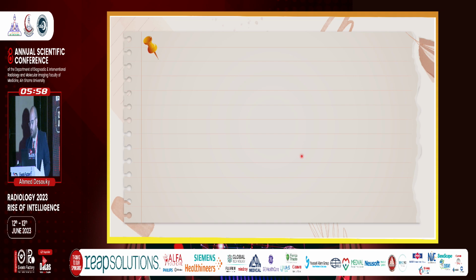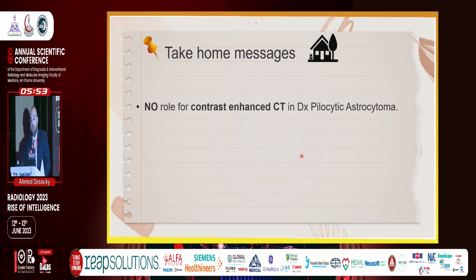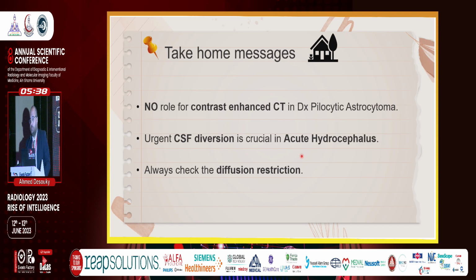Right. So the take-home messages. First, as you can see, there's no role for contrast-enhanced CT in diagnosing pilocytic astrocytoma. We just did a CT and a contrast-enhanced MRI. Second, urgent CSF diversion is crucial in acute hydrocephalus, and always check the diffusion restriction, which is a central part in the algorithm of diagnosing and differentiating the pediatric brain tumors. And finally, you should make friends in the pathology and pediatric surgery departments, apart from being very nice, they will help you a lot.